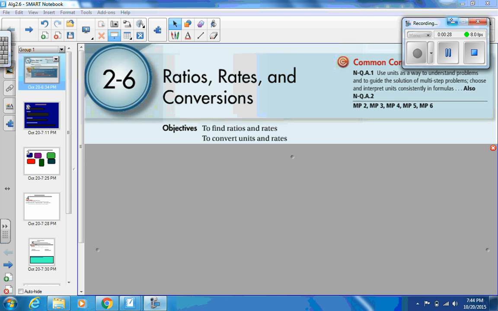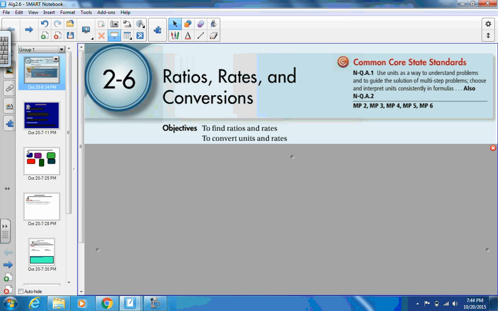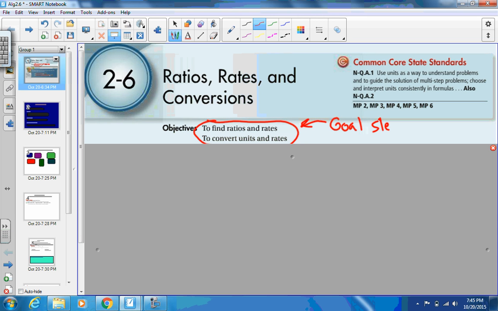to convert different ratios. So our goals here, and just a reminder, you need to have these written down on your goal sheet. You need to write them down and self-assess yourself afterwards. To find ratios and rates, and also to convert units and rates. That's our goals for today.